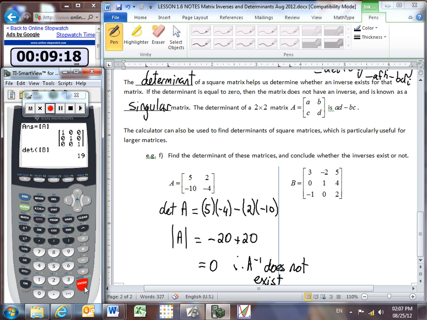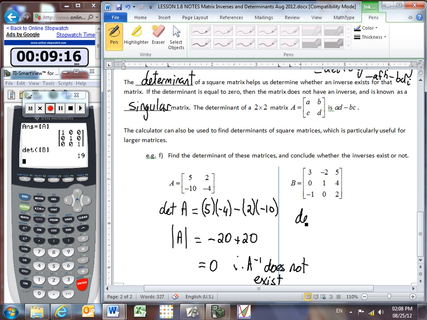And what do we get? 19. So the determinant of B is equal to 19. What does this tell you? Well, because it's not 0, the matrix inverse does exist. And so that must mean that matrix B is invertible. It is not singular. Okay?